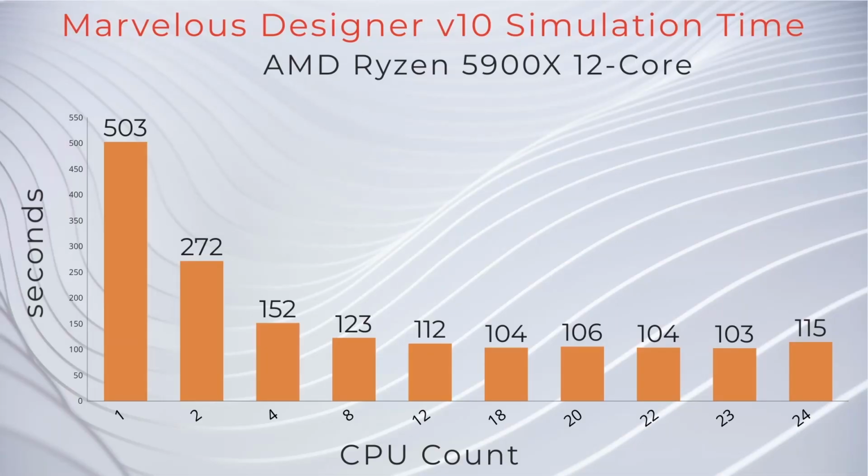Here's a summary chart. We can see the performance curve and the eventual flatline. A setting of 18 for the Ryzen 5900X CPU seems to yield the optimum result.